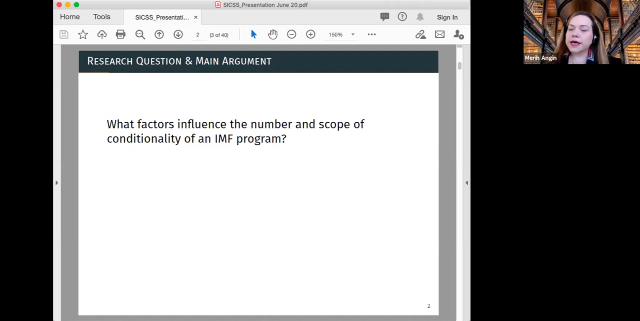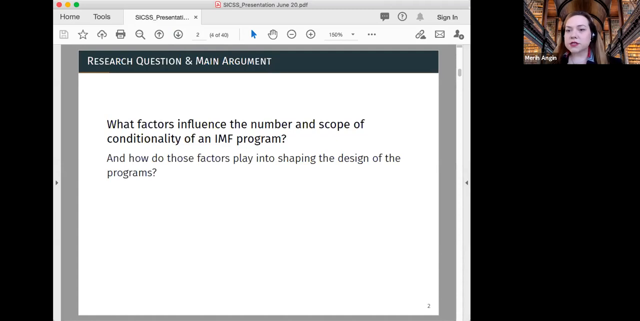And in this context, two questions are at the core of this research. What factors influence the number and scope of conditionality of an IMF program? And how do those factors play into shaping the design of the programs? And as I said, to address these two questions, I focus on case studies where we get variation in number and scope of conditionality over time.